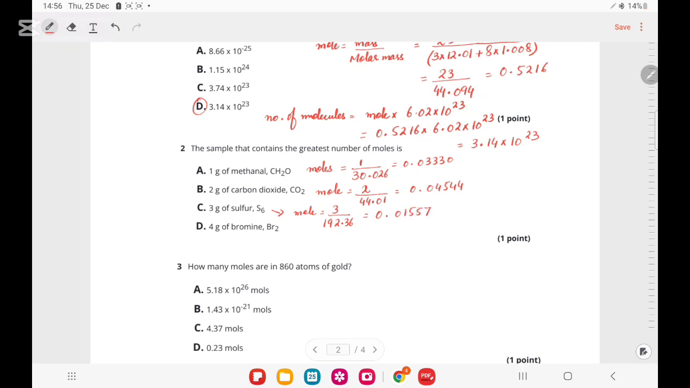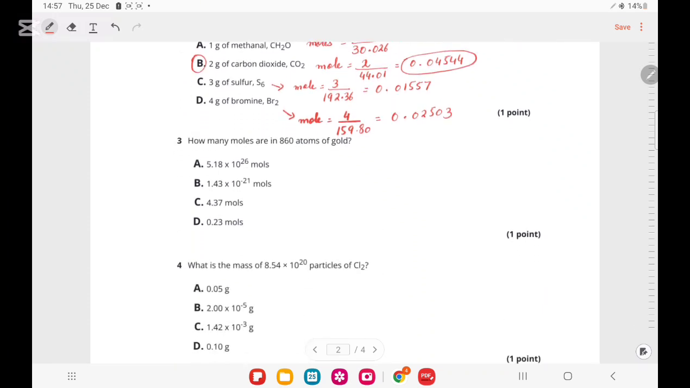0.01557. Okay, now after that we need to find the moles of bromine, which has a mass of 4 gram, and 159.80 is the molar mass of Br2, and that comes out to be 0.02503. So greatest number of moles is basically for this, that is for carbon dioxide. So B is the right answer.